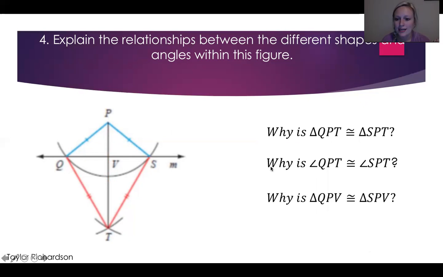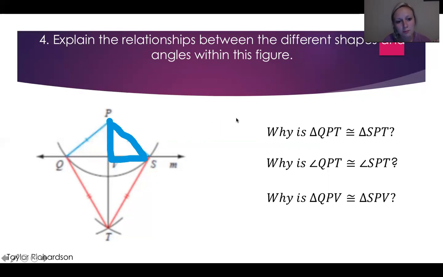Okay, next, why is triangle QPV congruent to triangle SPV? All right, I'm going to draw these out as well. Here is triangle QPV, and here is triangle SPV. We can see that these are just smaller portions of the first triangles we looked at. Because we know that our first triangles were congruent, we know that these are going to be congruent as well because it's just a smaller portion of those triangles.